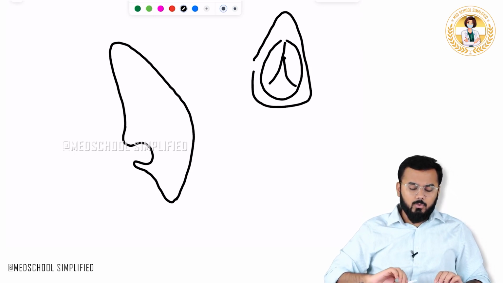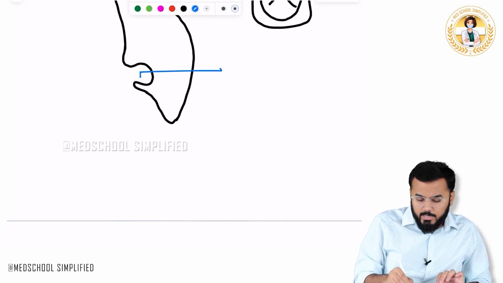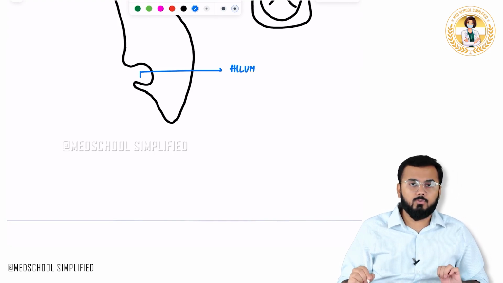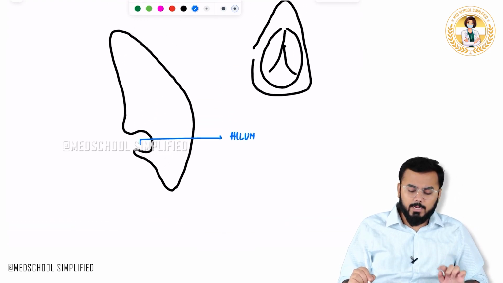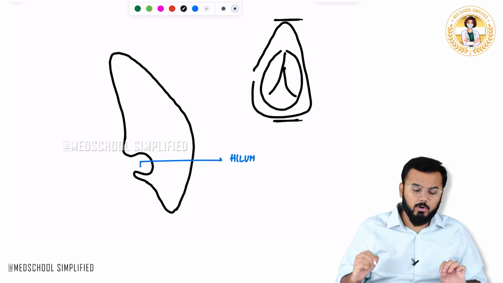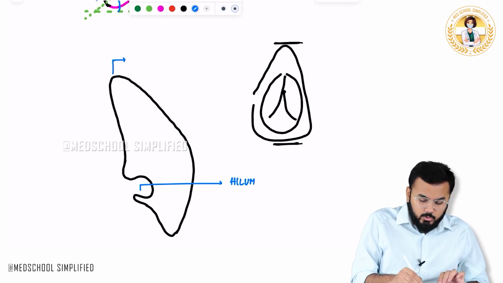Clear? So in this picture, you can see a few important things. This one over here is called the hilum of the spleen. And the spleen has got two borders, I told you. On the top one, the lower border is another border. So this border over here is called the superior border.